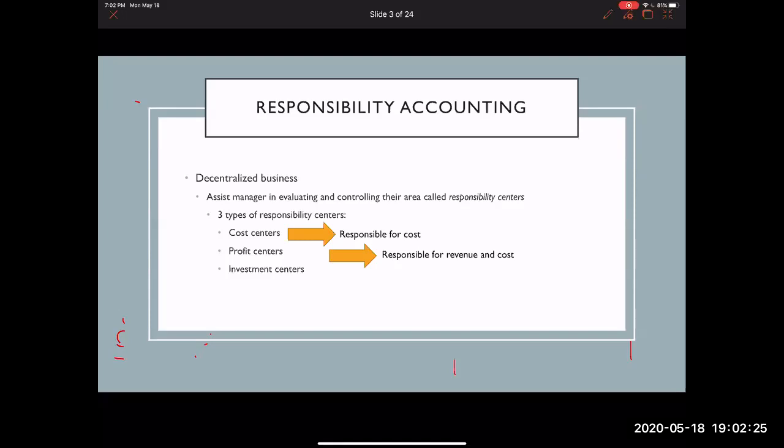Now, your very last responsibility center is the investment center, and it's the most involved out of all three. The investment center is responsible for revenue, cost, and investments into assets. Now, unfortunately, I haven't had that experience in investment centers before, but that's what I have to offer.